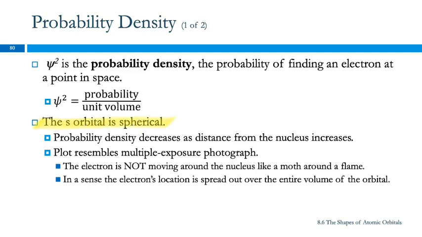How do we know it's spherical? Well, the wave function tells us it is. The probability density is going to decrease as you get further and further from the nucleus, just like when we looked at pitching the electron. The number of electrons that hit outside the circle was less and less as you went further away. We can graph this and look at a plot that looks like a multiple exposure photograph, where you take a picture and that's where the electron is, and then you expose it again a minute later and there's the electron.